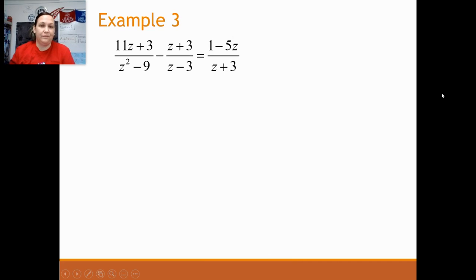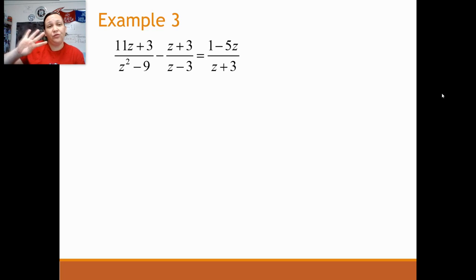All right, let's see. On this problem, I am going to do 4 rewritings. So rewriting number 1, I can factor my first denominator. Z squared minus 9, that's a difference of squares. So I'm going to factor that. Rewriting numbers 2 and 3, I'm going to throw some parentheses around the other denominators. So z minus 3 and z plus 3.